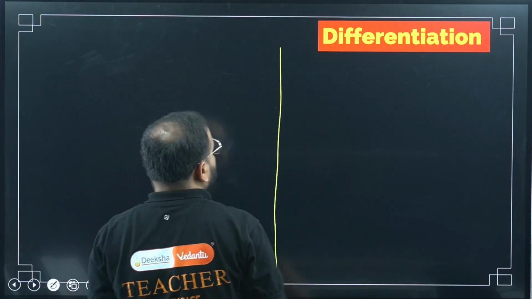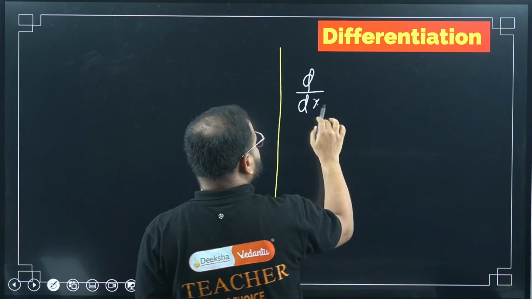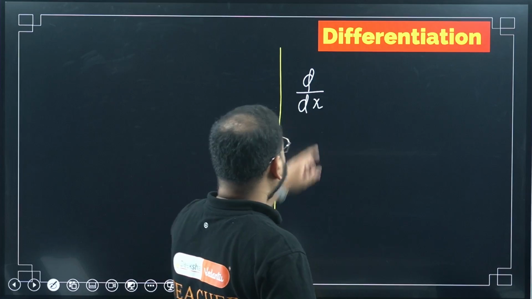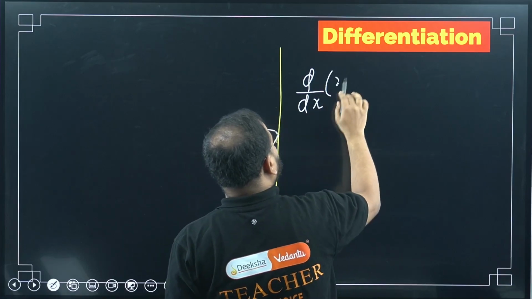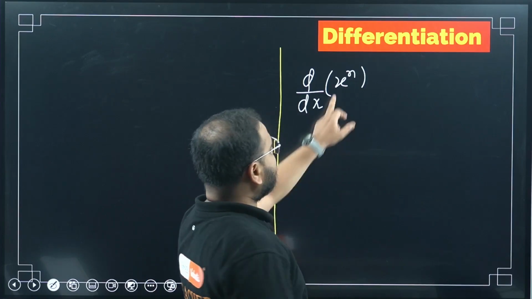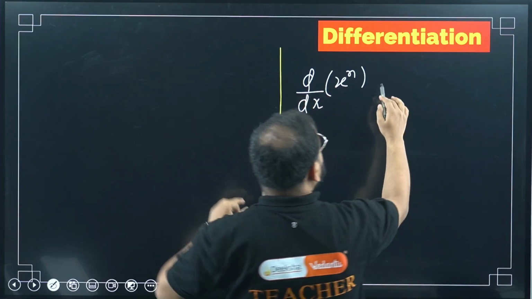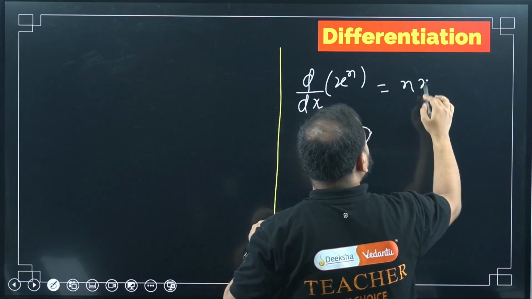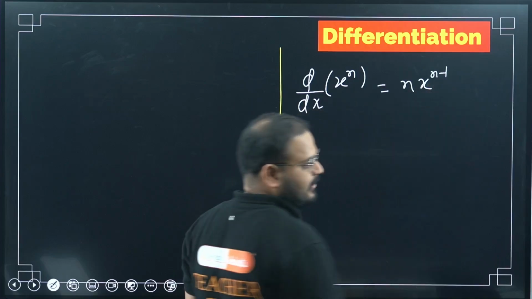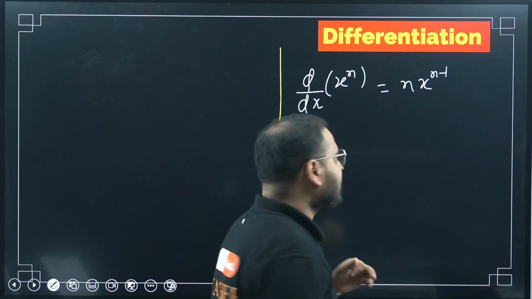Okay. So differentiation of, that's how we write, that's the symbol of differentiation, right? Differentiation of x power n. First one, x power n. Even if there is a constant, it doesn't matter, you can take the constant outside. Okay, what will this be? Simply n times x power n minus 1. First formula is this.